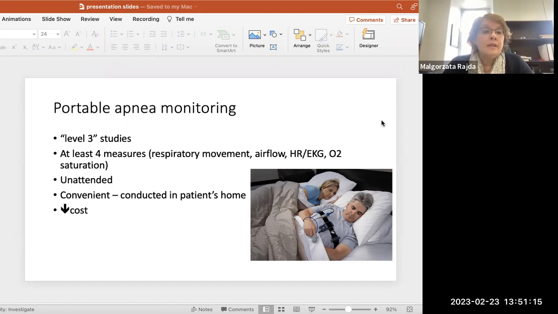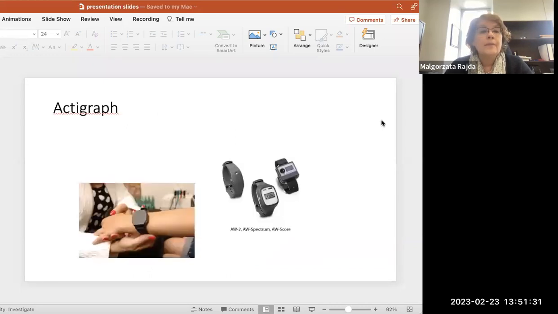The major disadvantage of that is that it's unattended. So if a sensor falls off or malfunctions, then there is not much we can do about it. But it's widely used, and in many patients, it's a very helpful diagnostic technology.